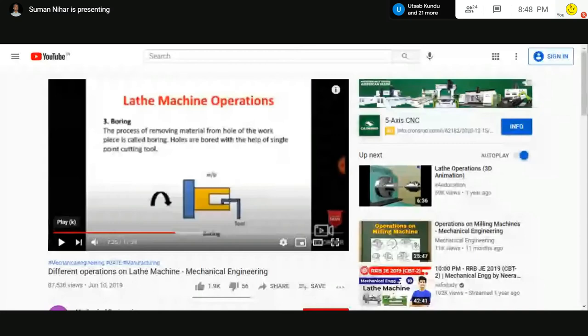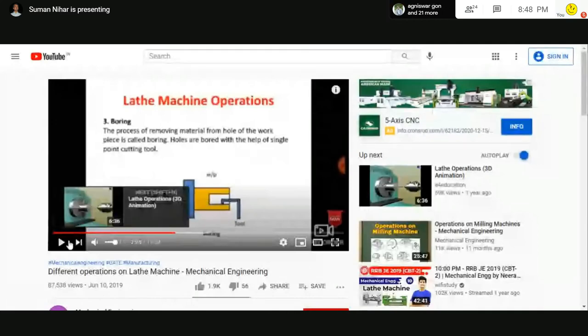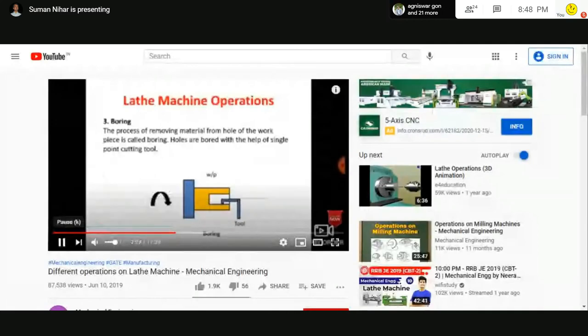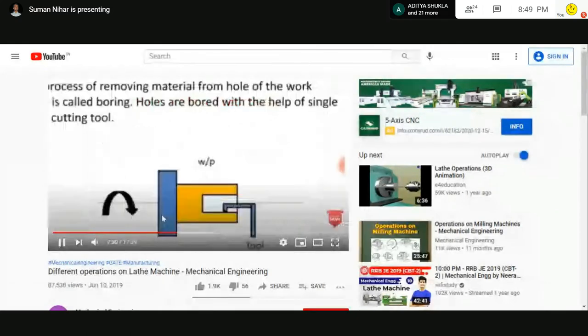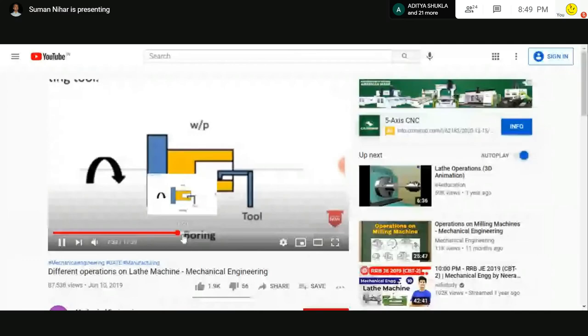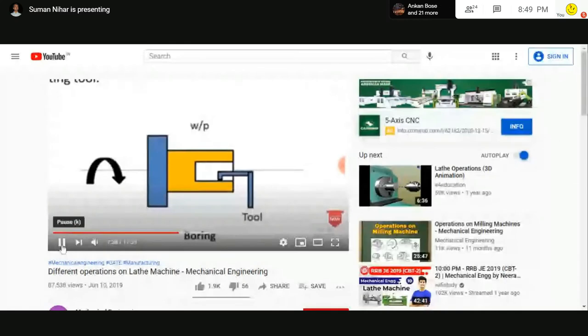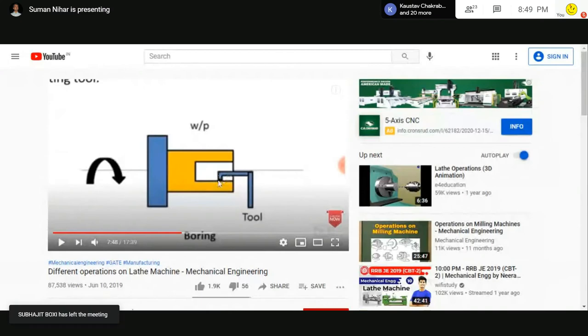In boring operation, the hole can be enlarged. Holes are bored with the help of a single point cutting tool. Now here you can see the boring operation. Boring operation is nothing but enlarging a previously drilled hole. मतलब boring में सबसे important condition ये है कि आपके पास पहले से hole drill हुआ चाहिए, उसके बाद आप उसका diameter increase करोगे. That is nothing but boring operation. So in case of boring, you can enlarge an already made hole. That is, boring operation is performed in a previously made hole.